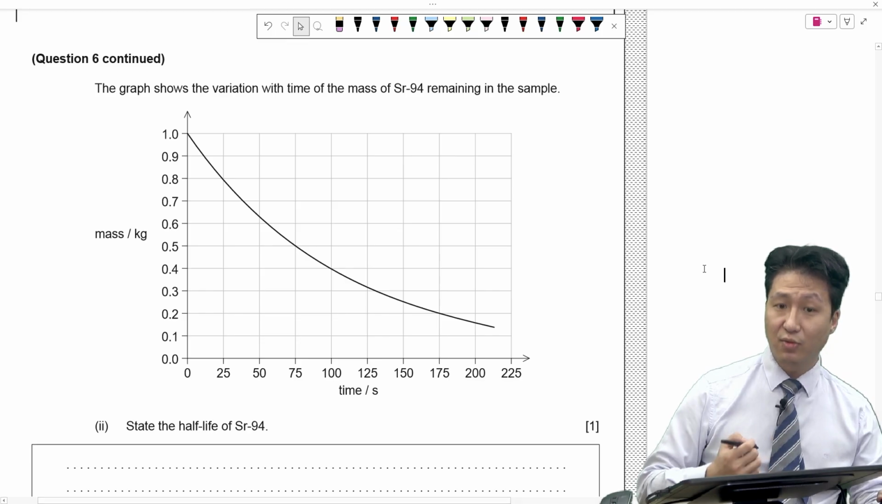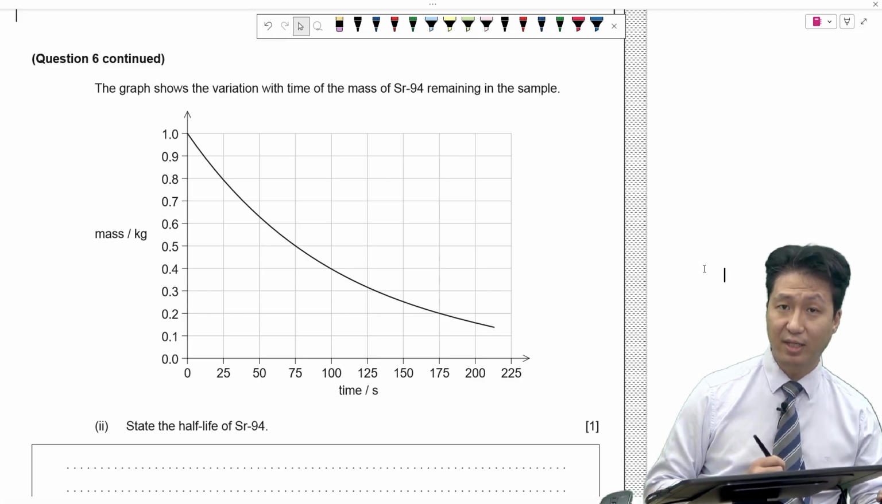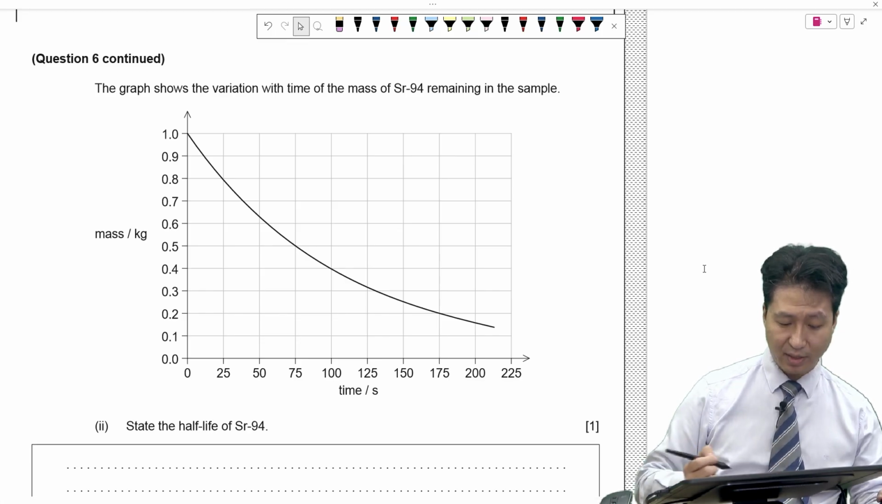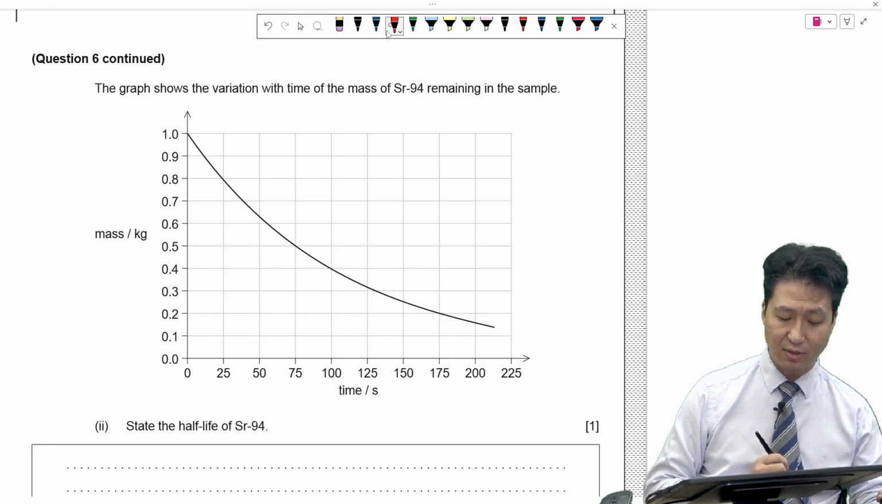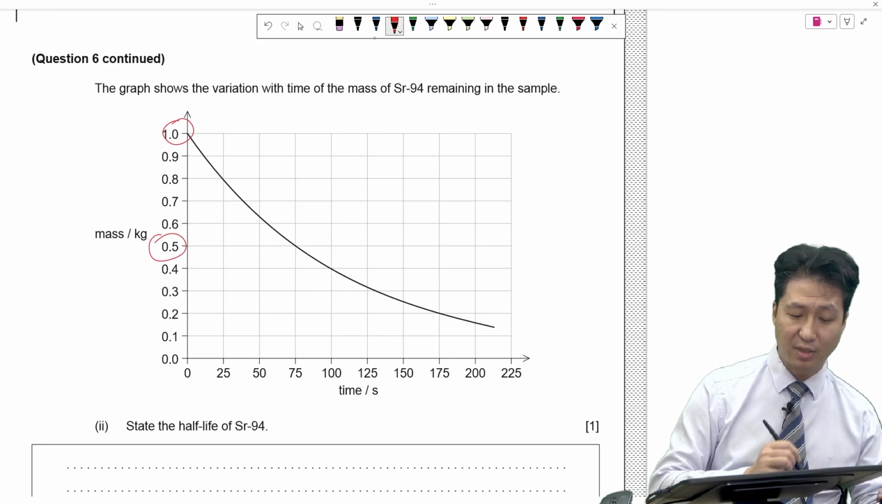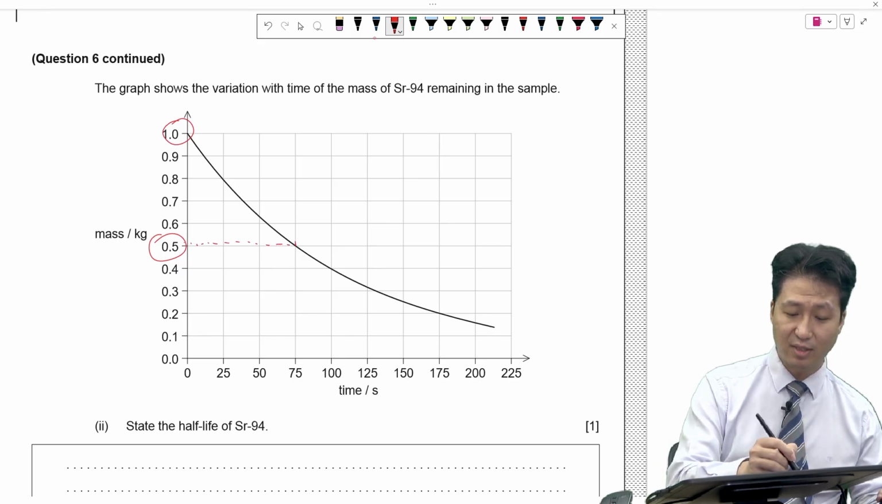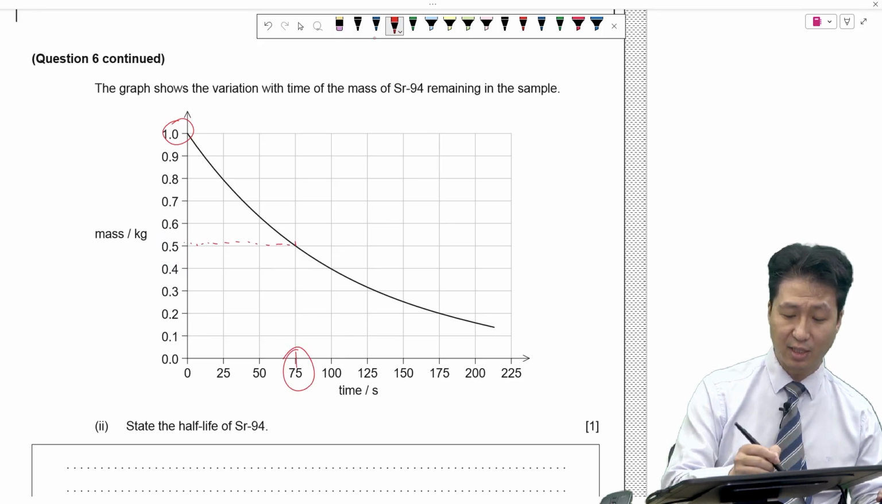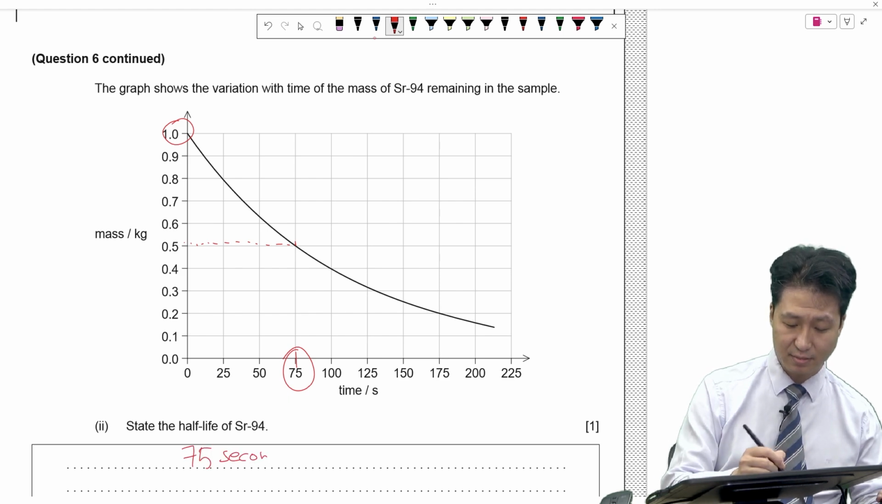The graph shows the variation with time of the mass of strontium-94 remaining in the sample. State the half-life of strontium-94. Well, you start with 1 kilogram. That means when you have 0.5 kilograms, the amount of time that has to pass in order to get half the mass would be the half-life. It would be 75 seconds.